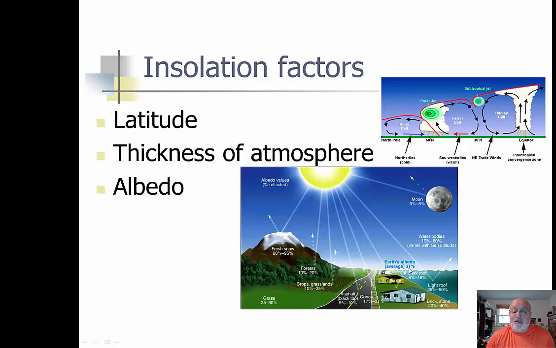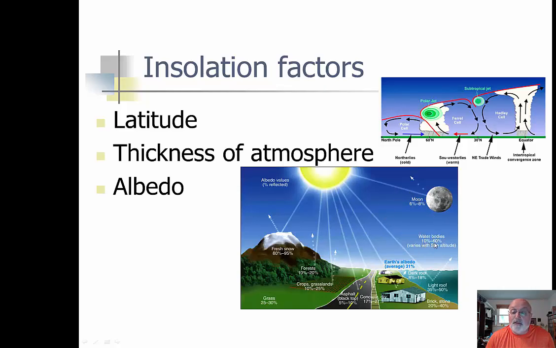And then the Earth's albedo is what's called 31%. We bounce back 31% of the sunlight. The moon has an albedo of 6 to 8%, or actually it absorbs 6 or 8%. So it actually bounces back quite a bit.